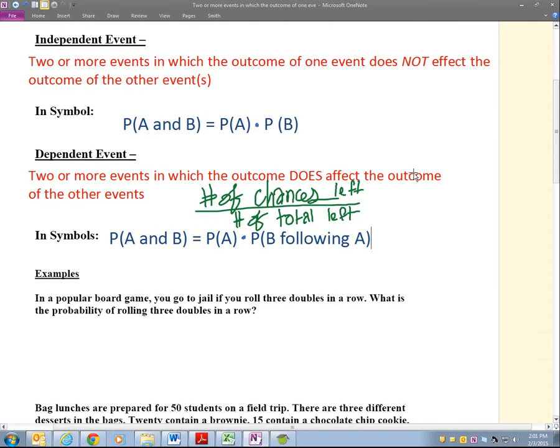In symbols, the probability of A and B is the probability of A, and then the probability of B following the event A. What I have written there says: the number of chances left over the number of total left.